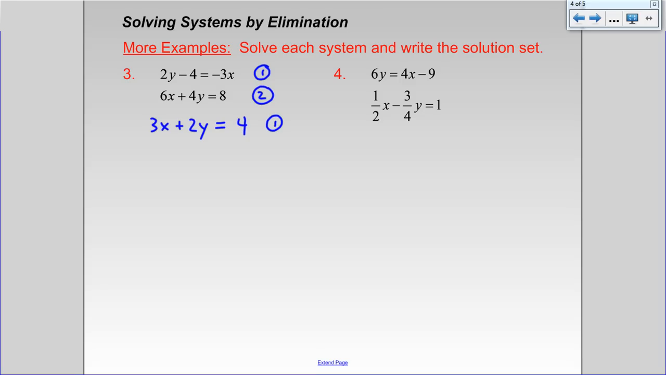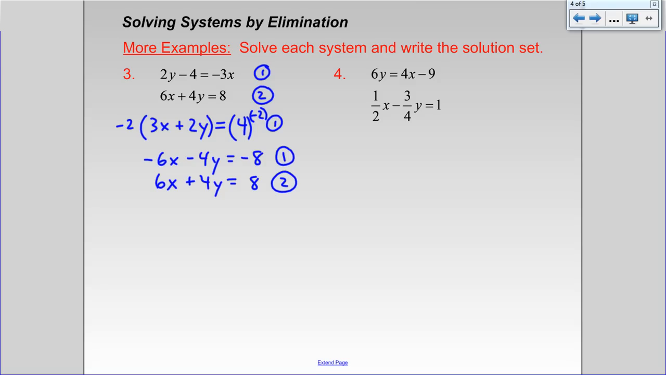Now if we compare equation 1 and equation 2, we notice that there are no opposite coefficients for our x terms or for our y terms. So let's multiply equation 1 by a constant on both sides. If we multiply by negative 2, we can obtain the opposite coefficients we're looking for. So equation 1 now says negative 6x minus 4y equals negative 8. And equation 2, we'll recopy that underneath, is still 6x plus 4y equals 8. Now if we add these two equations together, notice that both the x coefficients and the y coefficients are opposites. So both variables will be eliminated, and the left-hand side of our equation just is 0. On the right-hand side, negative 8 plus 8 is also 0.